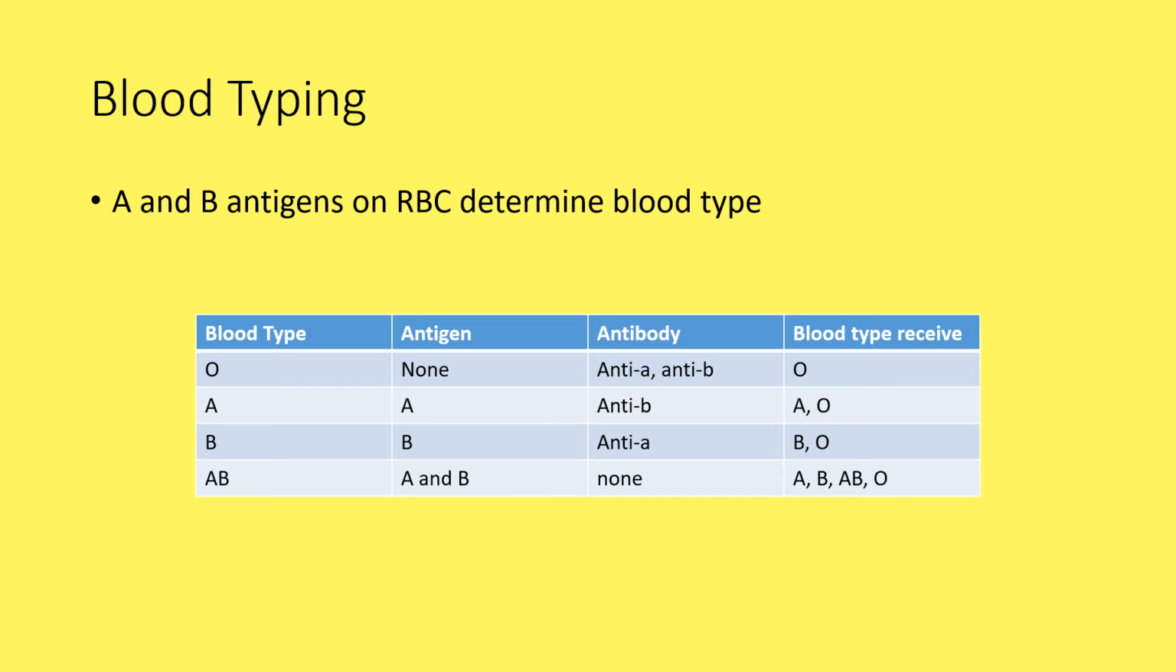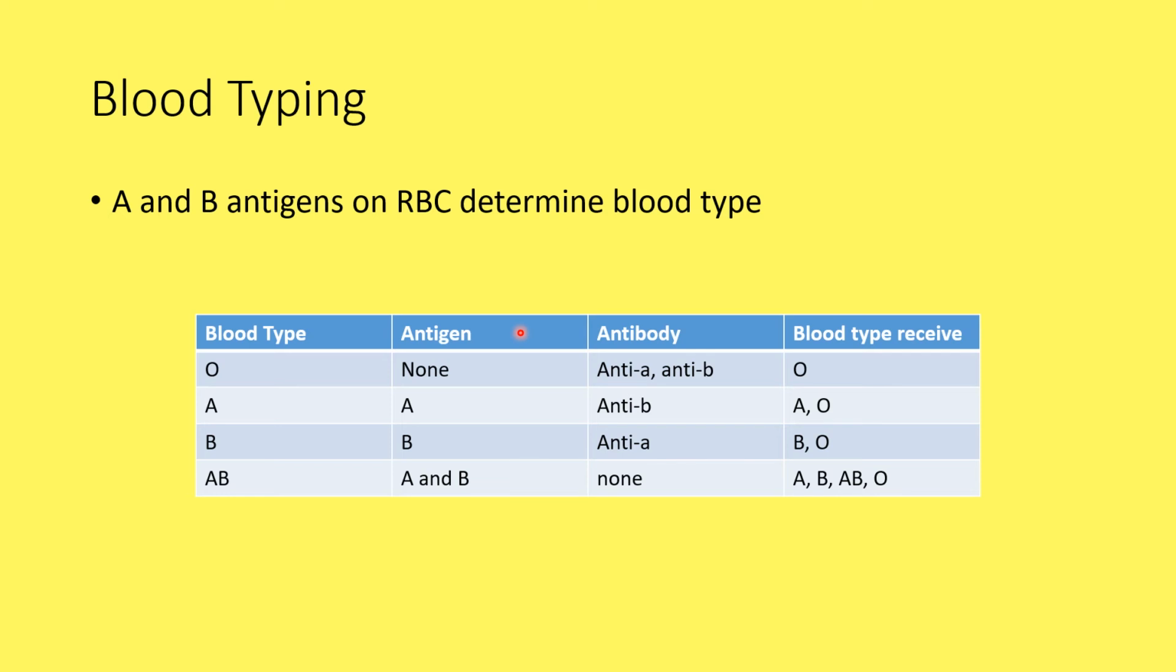The antigen is what is on your red blood cell. The antibody is a protein that is made in response, usually, to an antigen. Usually an antigen is something that is foreign. In this case with blood typing, the antibody is what is floating around in the plasma. The antigen is what is on your red blood cell. So let's look at this first.